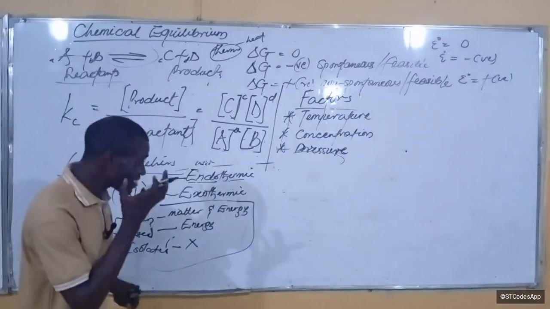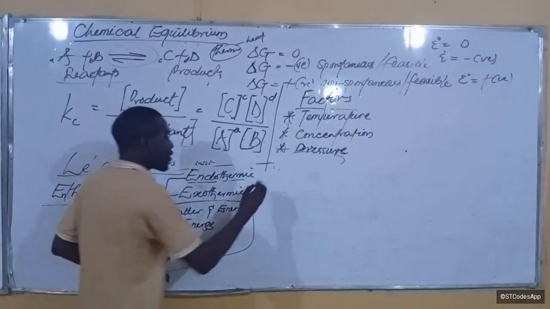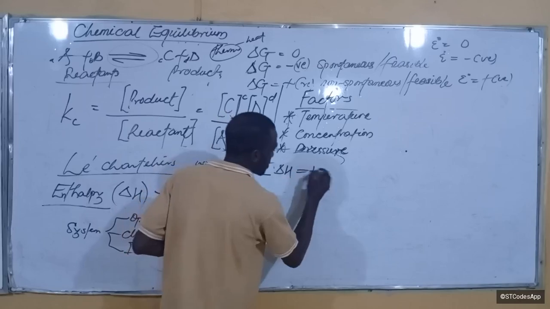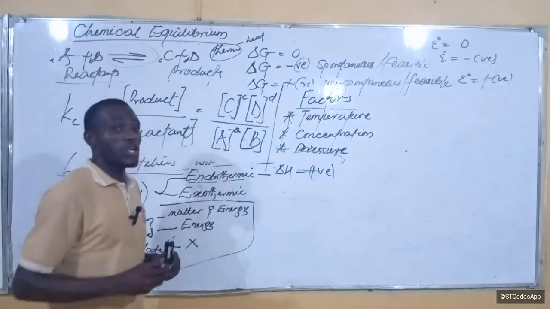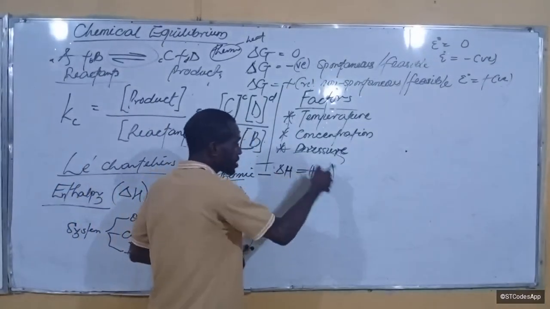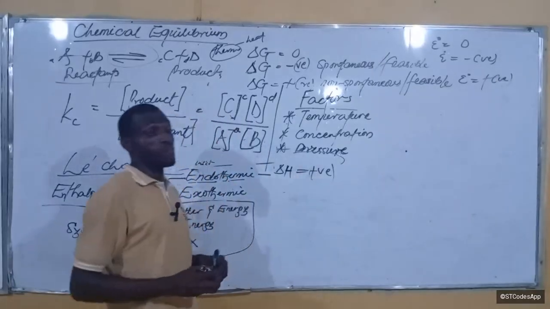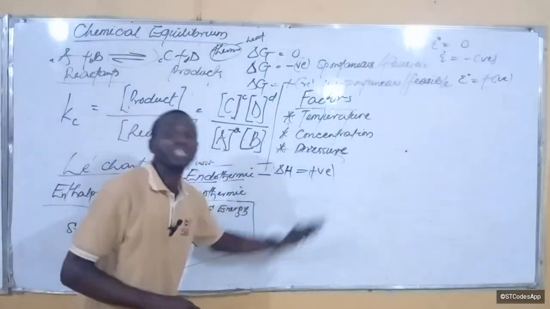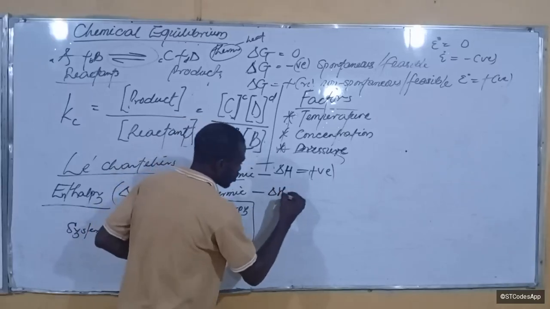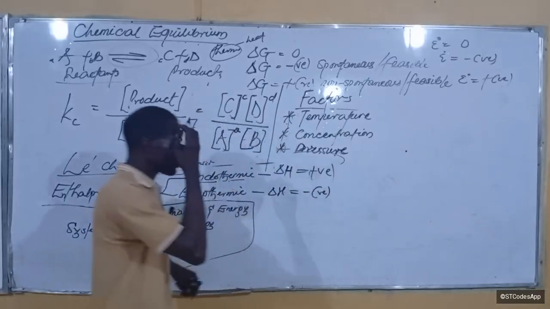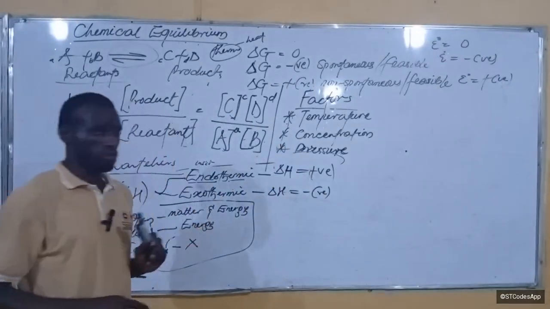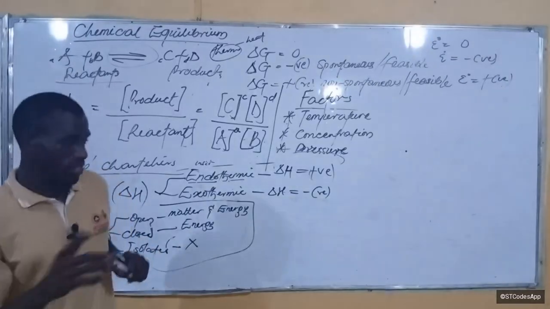Now, listen very carefully. For an endothermic reaction, the change in enthalpy is positive. So when you see delta H given to you, and you see a positive number in front of it, then that reaction is endothermic. If you see delta H given with a negative value, then that reaction is what? Exothermic. I'm going to explain what that means in context.